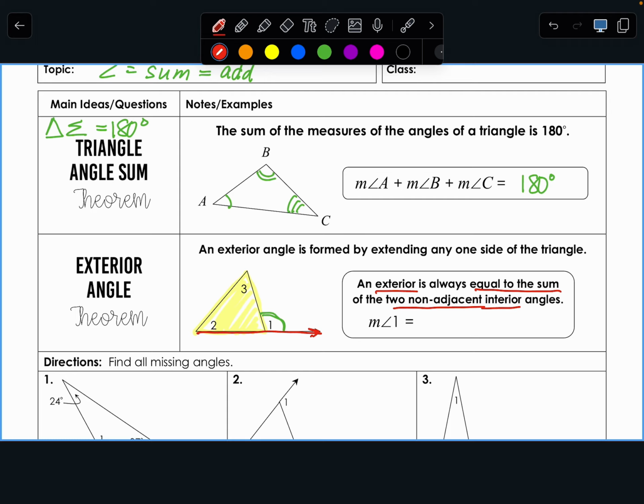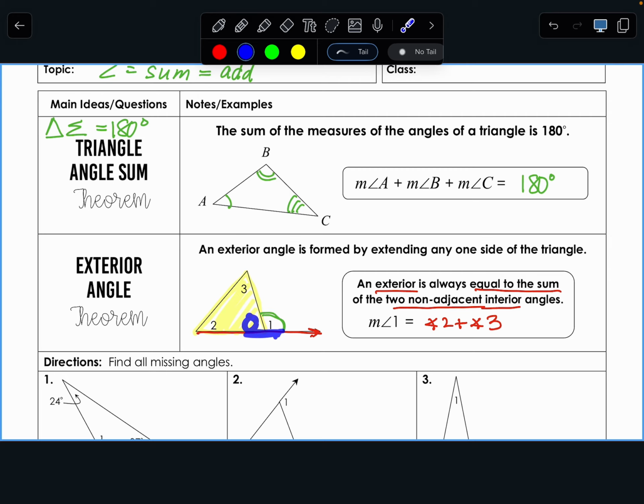So remember we learned non-adjacent. Adjacent means next to. So the two not next to angles. So that means that angle 1 equals angle 2 plus angle 3. Now I want you to think about that because what does this have to equal right here? 90? No, a straight line. 180. So that has to equal 180.